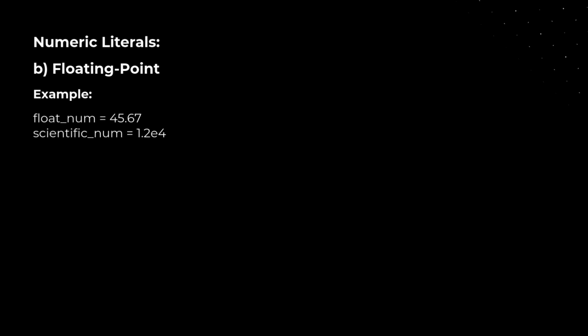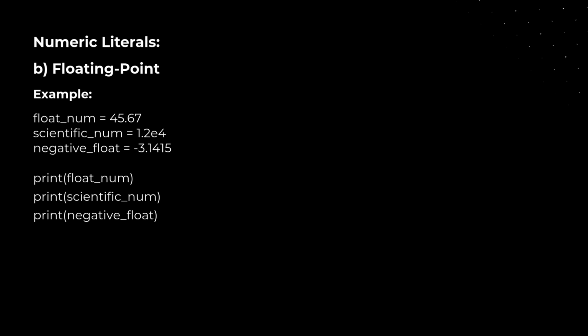Example: this is the standard floating point. This is equivalent to 12000.0 and this is the negative floating point. Now print these. Print float num, print scientific num, print negative float. Here we have initialized multiple variables using different floating point literals and printed their values, and the output is this.